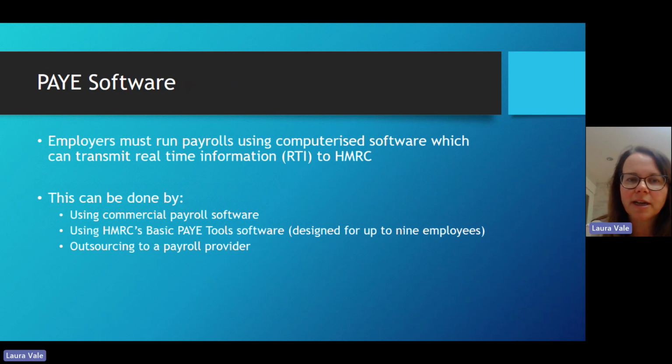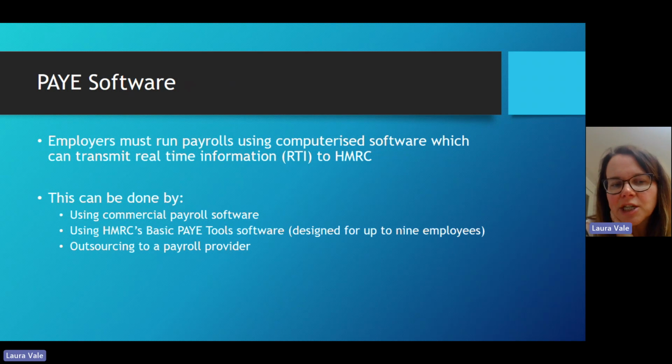Employers must run payrolls using computerized software, which can then transmit real-time information, RTI, to HMRC. So this can be done by using commercial payroll software. So for example, you might have heard of Sage. They make a payroll software package. You can just buy that and use it. And there's many others available as well.